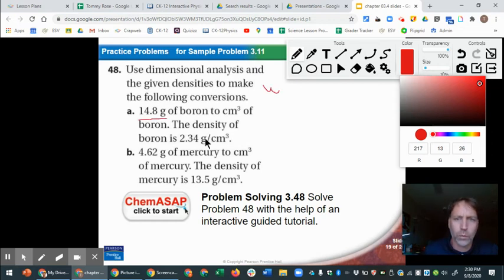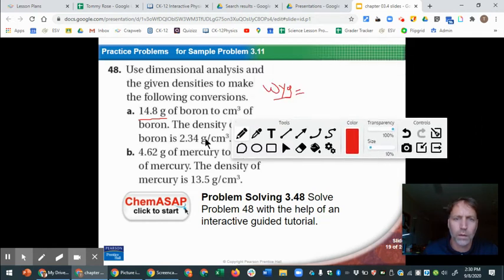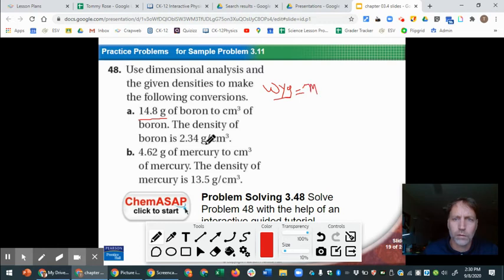That is a mass. So in my what-you-got section, I have my mass equals 14.8 grams of B. The elemental symbol for boron is B. I also have the density, which is 2.34 grams per centimeter cubed. And it wants me to tell me how much that is in centimeters cubed, which is a volume. So my what-you-need section is going to be volume.